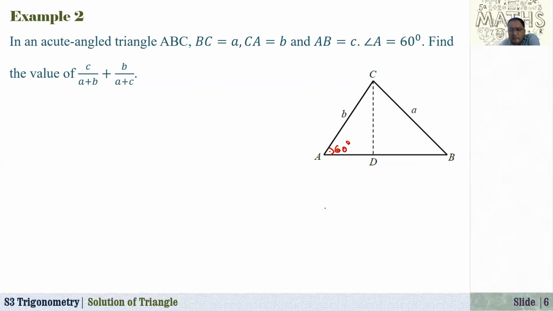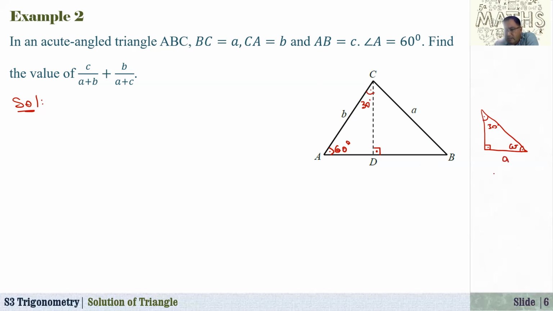To do this one, let me draw a height or altitude from C to AB. So CD is an altitude, and this angle is 90 degrees. If it is so, then this angle will be 30 degrees. Since AC is B, it is the hypotenuse. If you remember the relationship between 30 and 60, in this special triangle, this angle is 30 and this angle is 60.